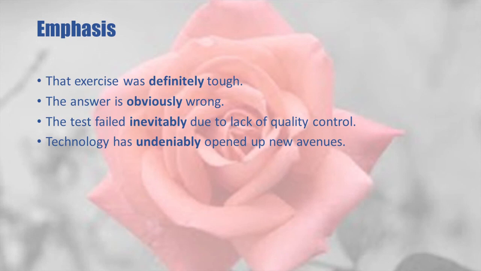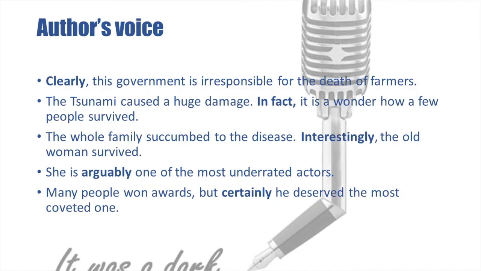The signpost words used to express the author's personal opinion, or the author's take on something, is author's voice. So we use some words for that sake. Here, clearly, this government is irresponsible. Or I should have said, this government is responsible for the death of farmers. Sorry about the typo there. So this government is responsible for the death of the farmers, and the author says clearly, that is his personal opinion.